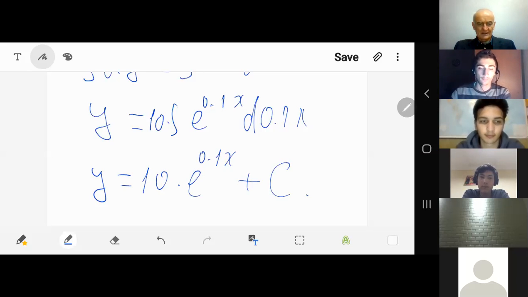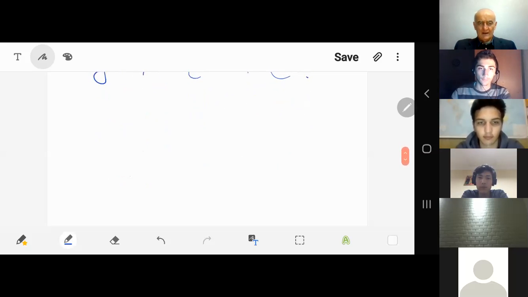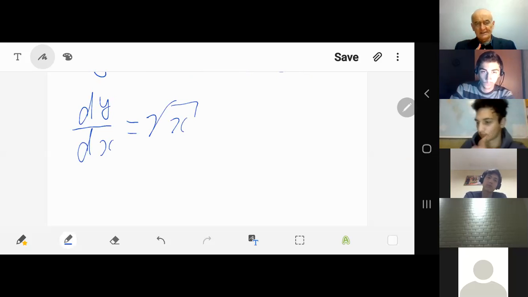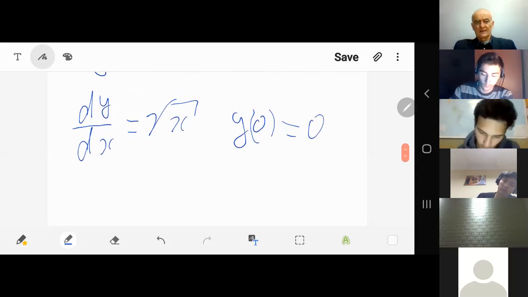Okay, next example. In this example we need to find one particular solution. dy over dx equals square root of x. And here an extra condition is given: y of 0 equals 0. Please start the solution.